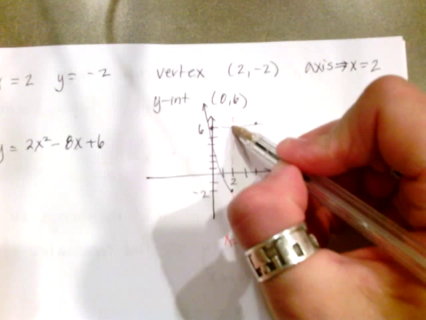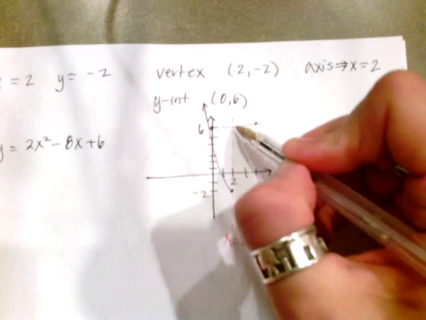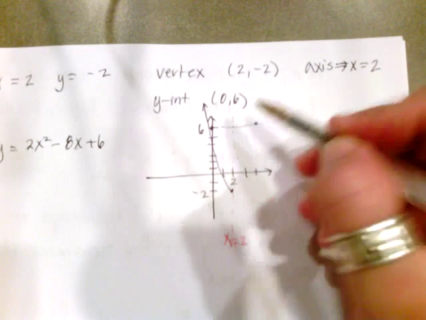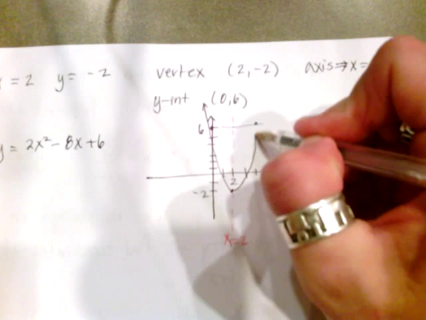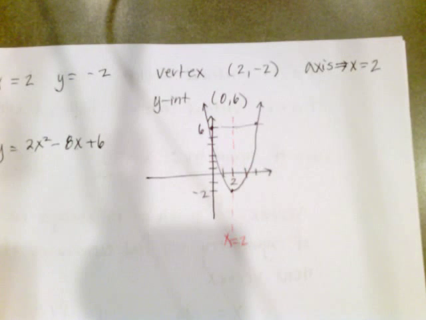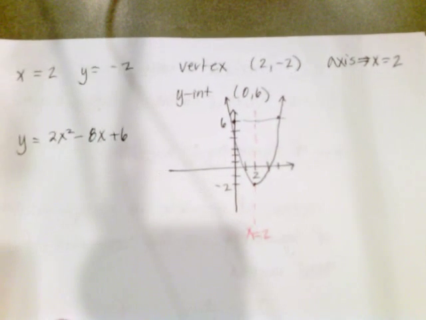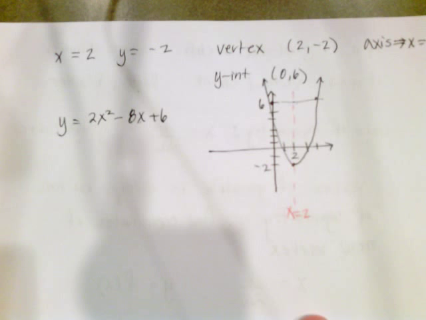So it was 2 units away from here, so that means it's 2 units away on this side also. And then I can draw the right-hand side of my curve, and now I have a very nice graph. Not really, but you get the general idea. All right, so that was how we graphed that particular parabola.